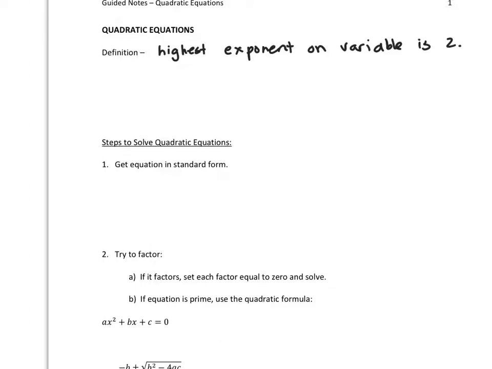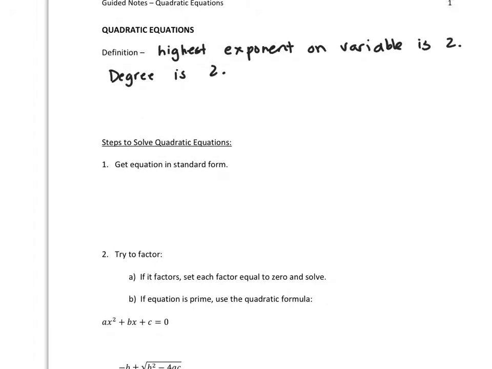The highest exponent on the variable, we'll just say x, will be 2 for a quadratic equation. That means that you will have 2 solutions. It also means the degree of the equation is 2.